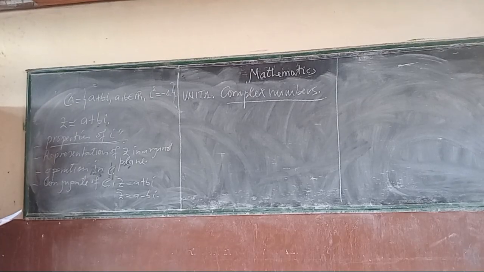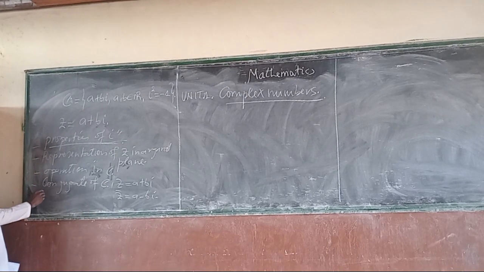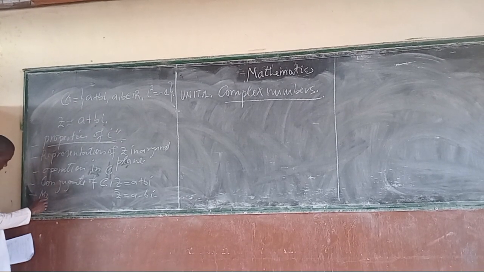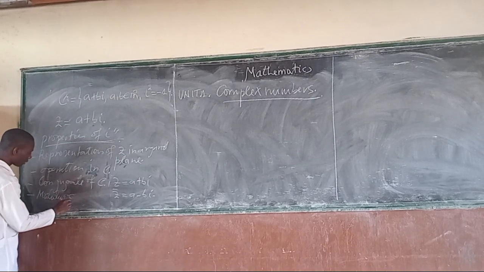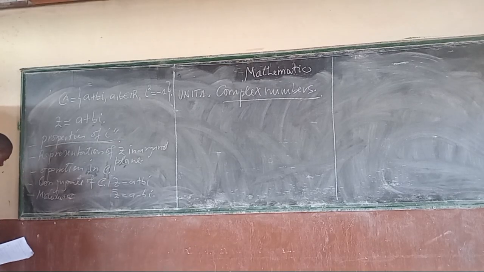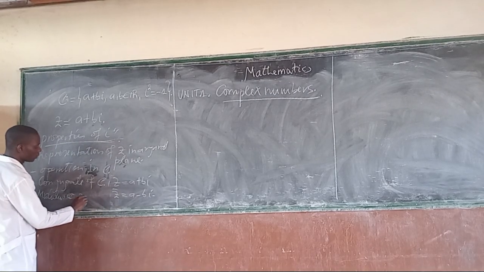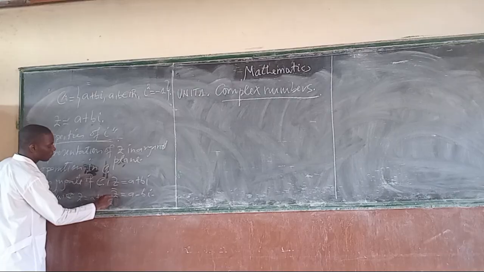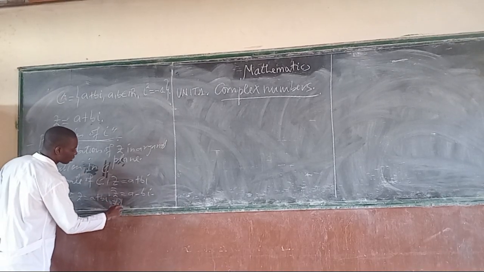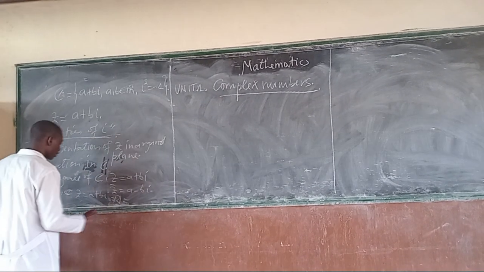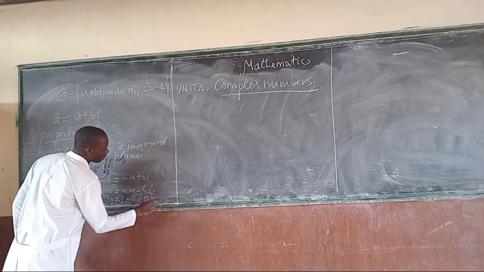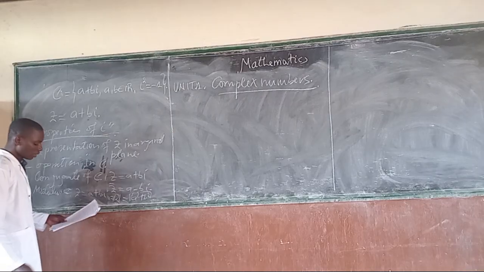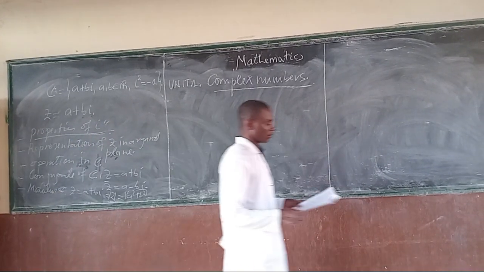And also you have to revise the modulus of a complex number z. You have seen that where you have z equal to a plus bi, its modulus is equal to the square root of a squared plus b squared. That is what you have to revise.